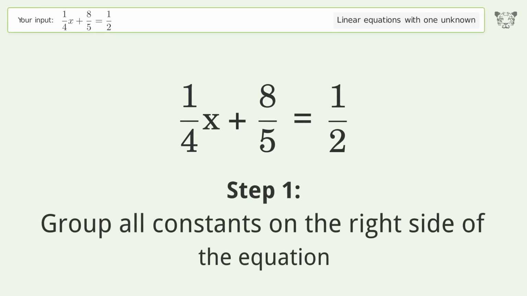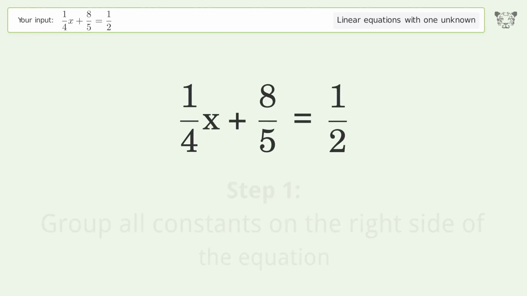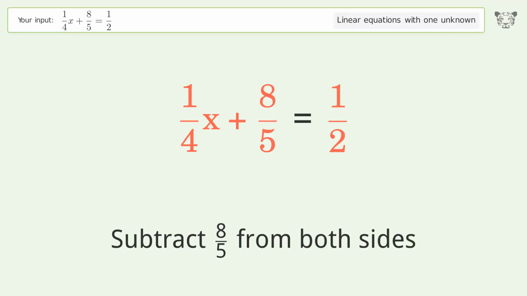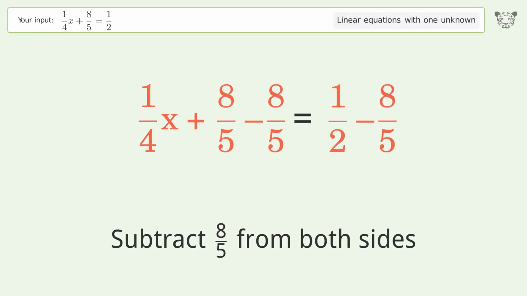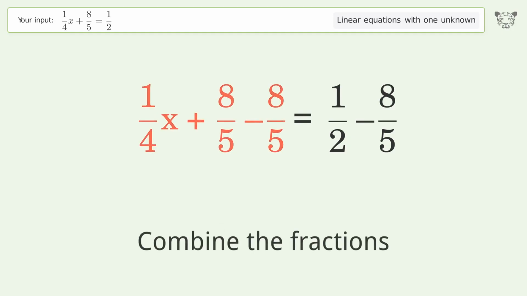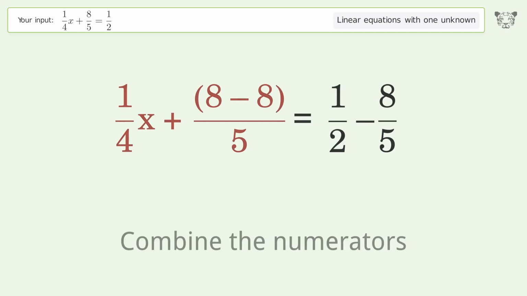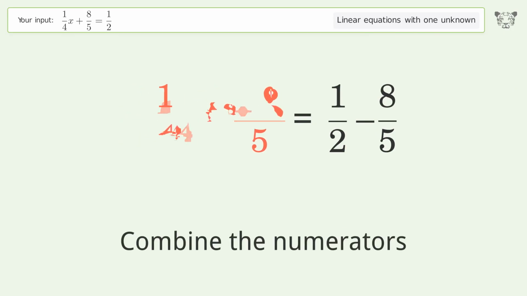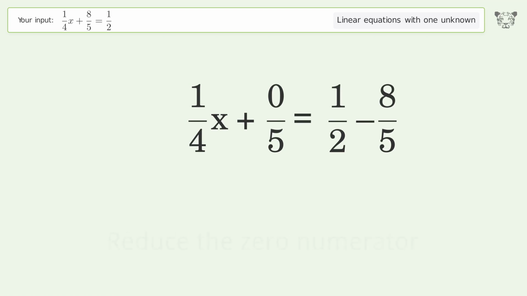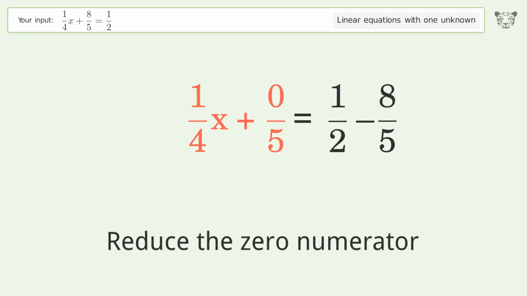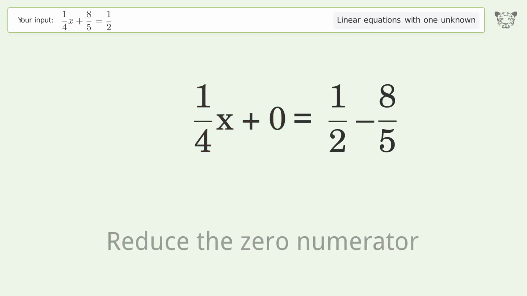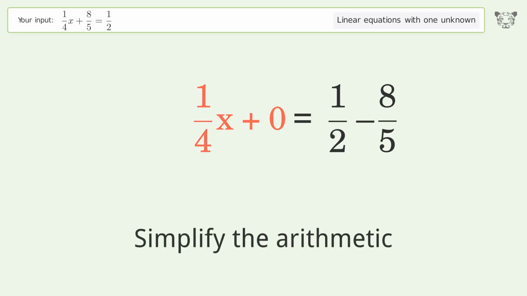Group all constants on the right side of the equation. Subtract 8/5 from both sides. Combine the fractions. Combine the numerators. Reduce the zero numerator. Simplify the arithmetic.